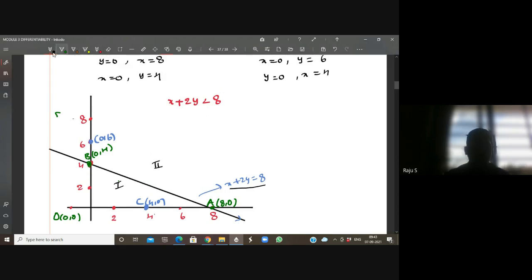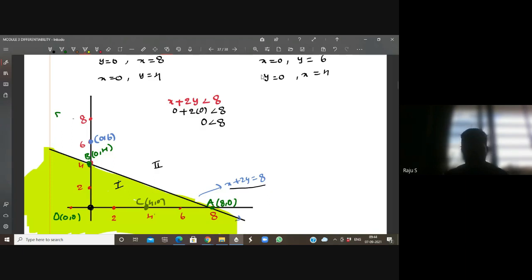By substituting (0, 0): 0 + 2 into 0 is less than 8. Yes, (0, 0) satisfies the given linear inequality, so the required region is part 1, the lower bounded region. This is the required region of x + 2y ≤ 8. This line represents equal to 8, and the region is less than 8.